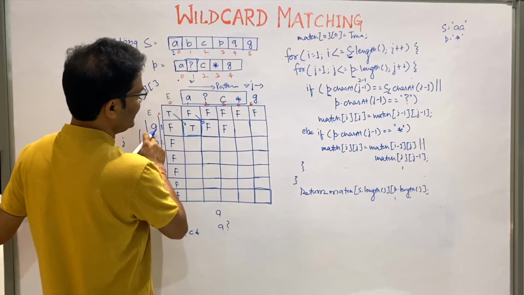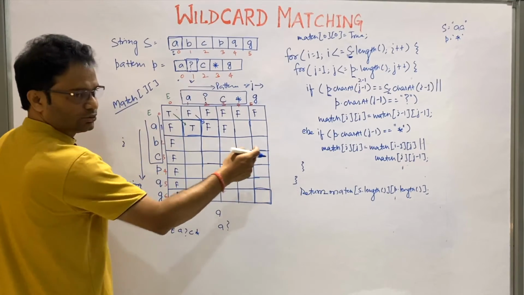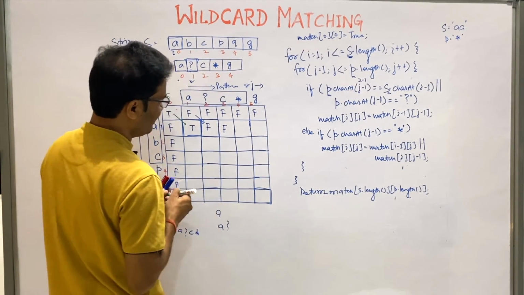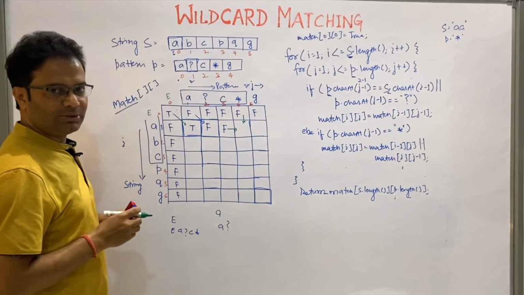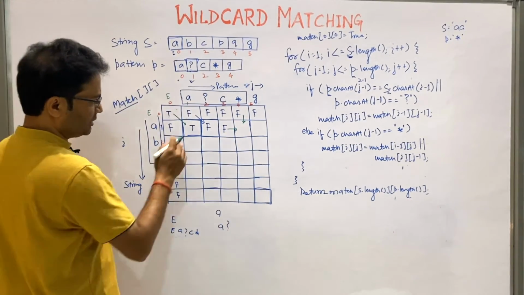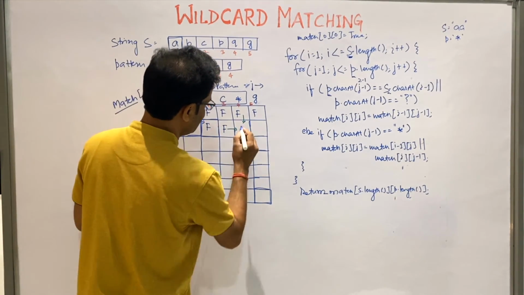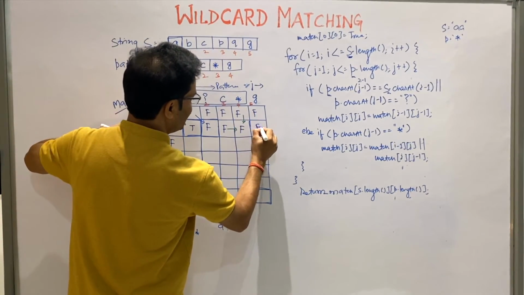Now this is the A and this is the asterisk, right? Now the asterisk case is there. So in the asterisk case, what do I have to see? We have to see this value or this value. If one of the two is true, I will put true, but both are false, so I am going to make it false. And of course, A and G is not matching, so I will make it false.